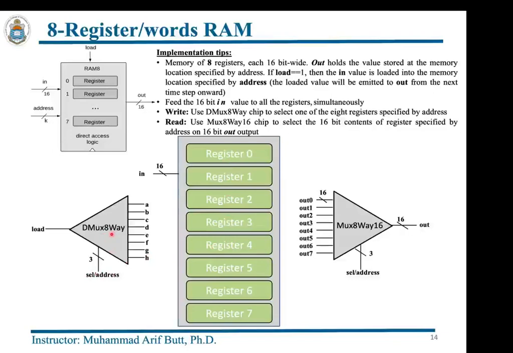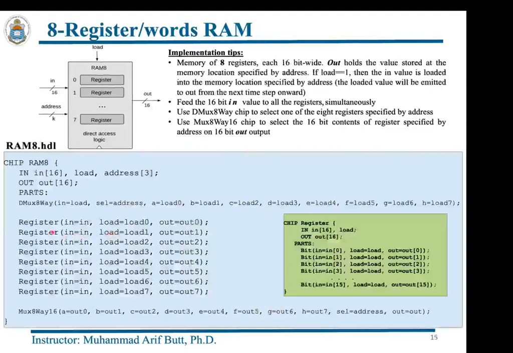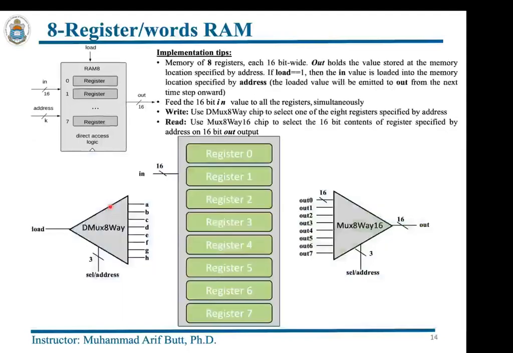Let me move on to the HDL code. And over here you see the demux 8-way chip in which the first input is load, which is supplied to any one of these 8 outputs A, B, C, D, E, F, G, H, depending on this address. Let me move on to the previous slide again. This load input was for writing any one of these 8 registers in this RAM 8 chip.